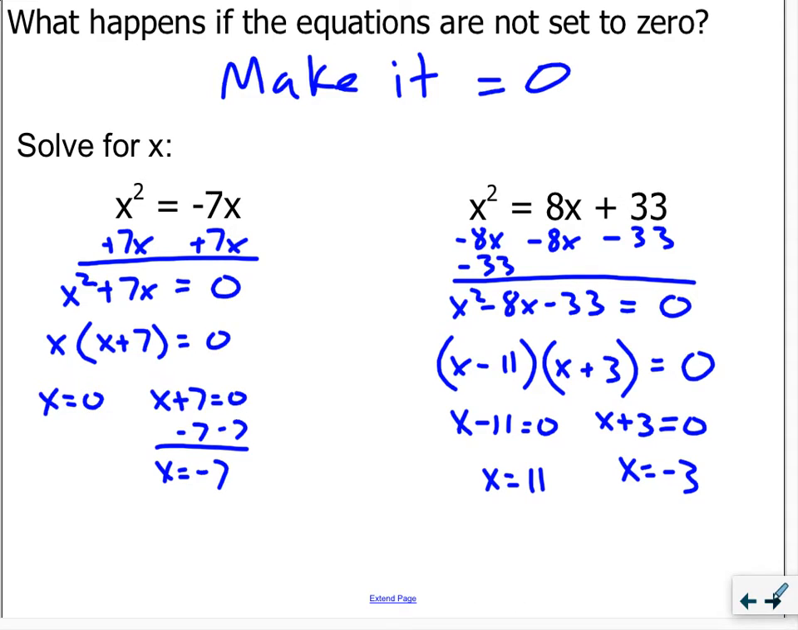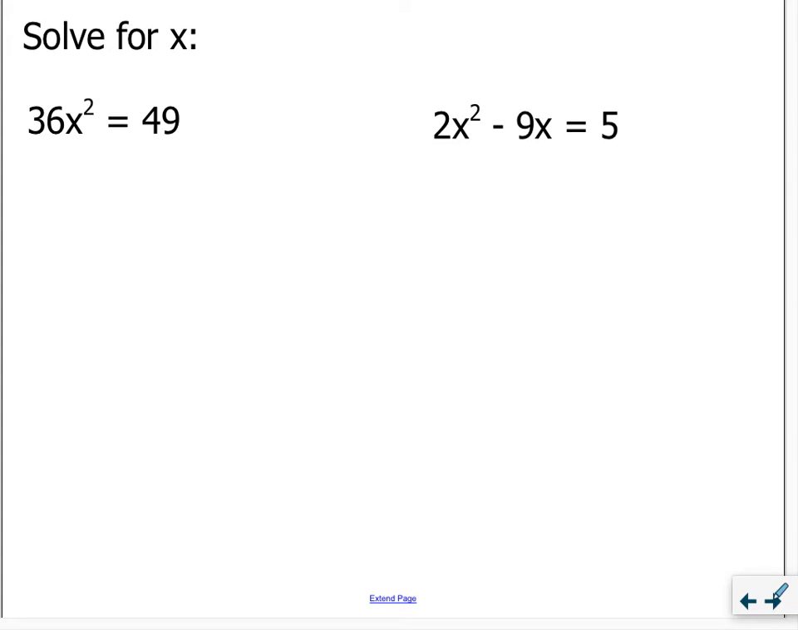Let's try 2 more. It's not a 2 more. Oh, if you remember that movie, that would be great too.